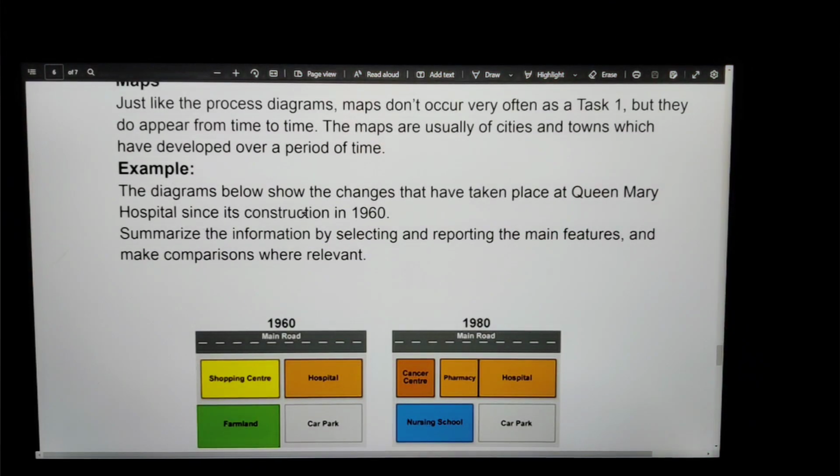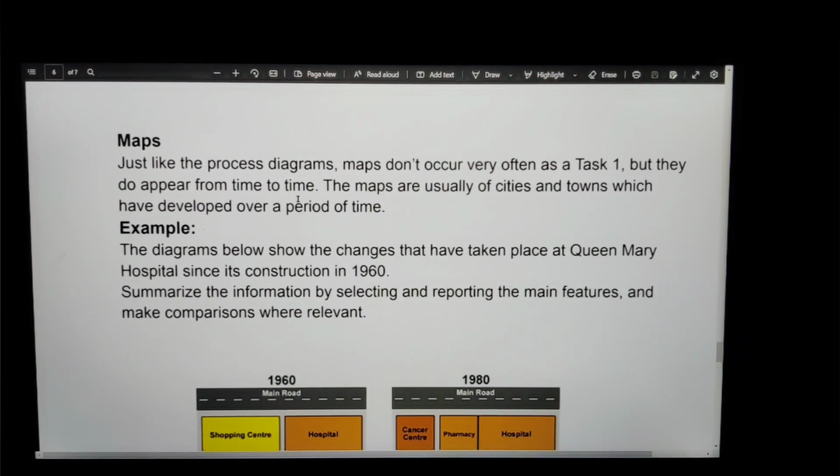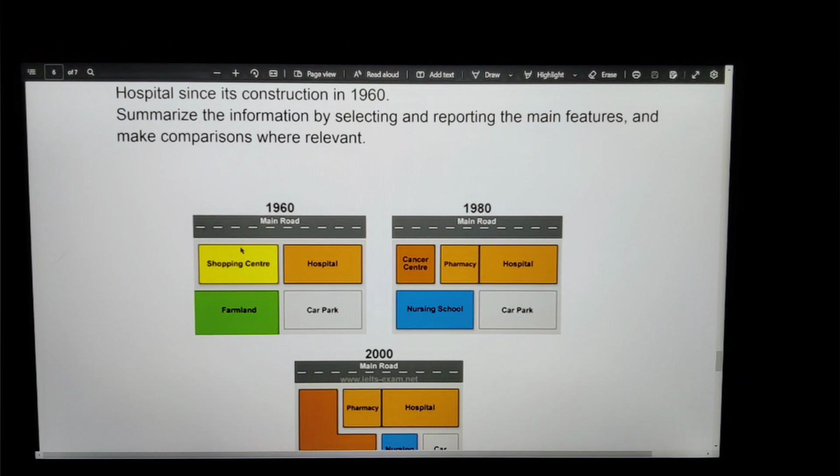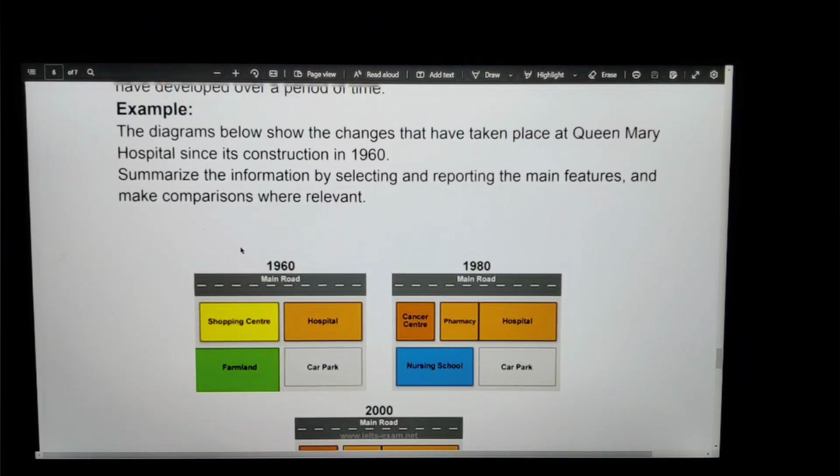Maps. These are not generally asked in writing task 1, but they may rarely occur if your fate is bad, I guess we can say, because these are very typical and it takes hard work to formulate a writing task 1 essay based on these. A common example is: the diagram below shows the changes that have taken place at Queen Mary Hospital since its construction in 1960.